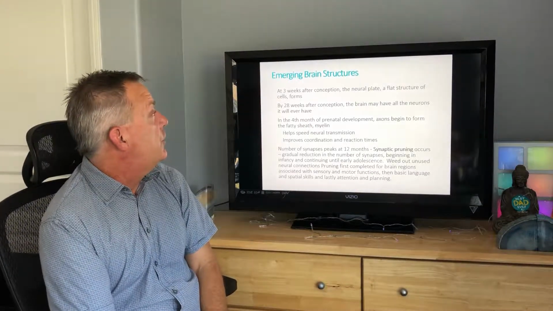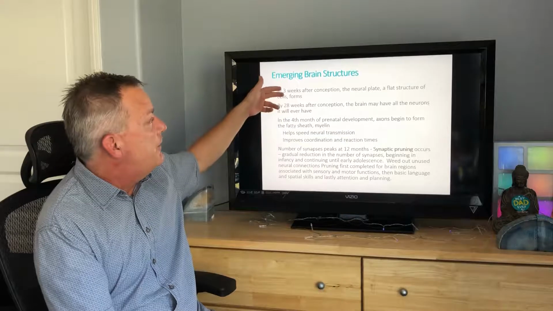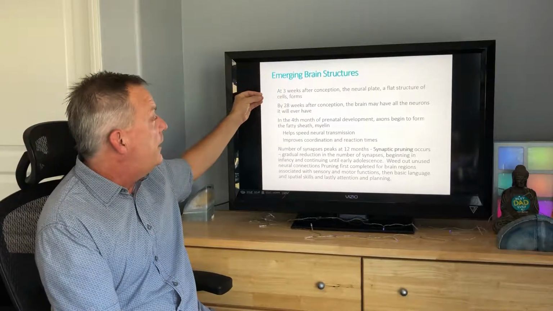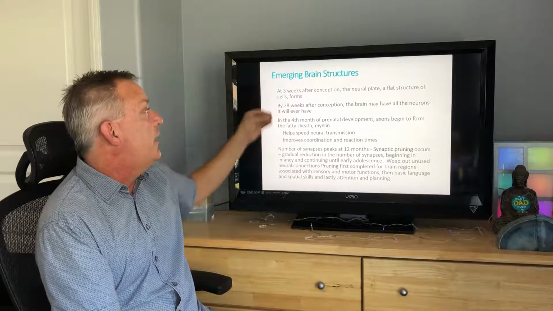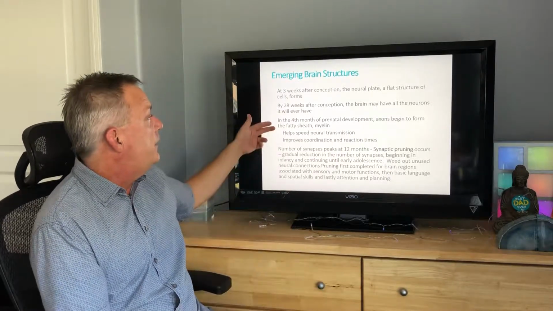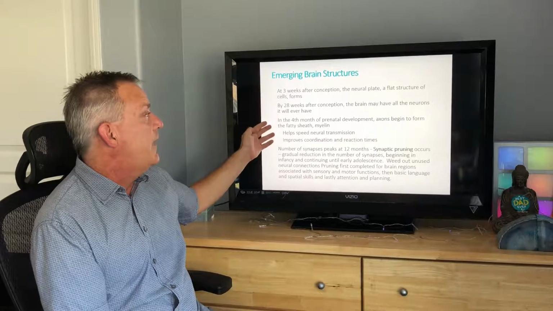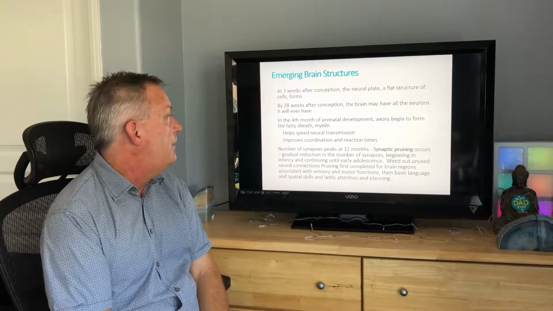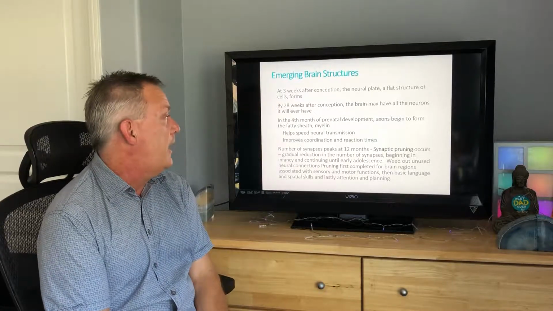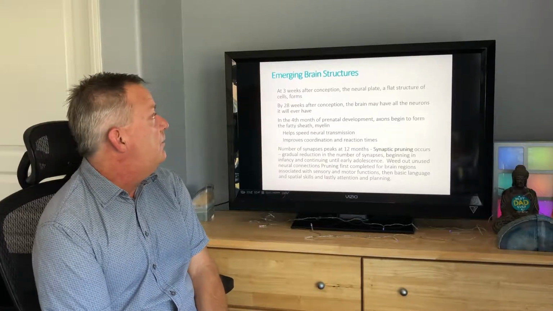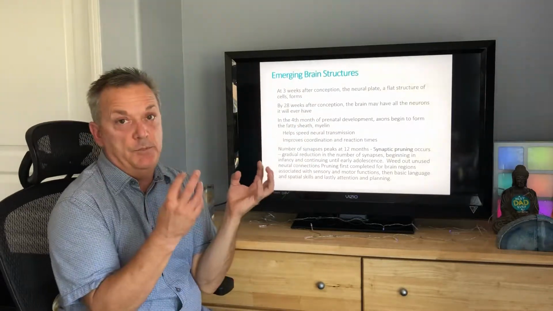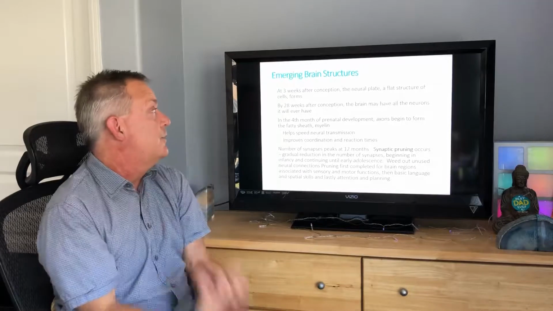The emerging brain structures. At 3 weeks after conception, the neural plate, a flat structure of cells, forms. By 28 weeks after conception, the brain may have all the neurons it will ever have. And in the 4th month of prenatal development, axons begin to form the fatty sheath, the myelin, and it helps speed neural transmission, improves coordination and reaction times. So that's kind of the beginning of the brain and how it developed, right? And that tube where it encloses.